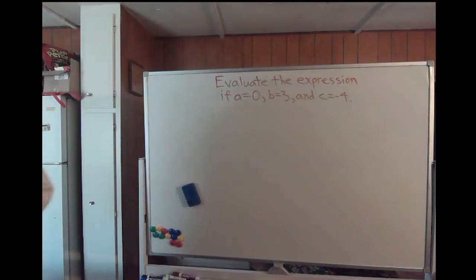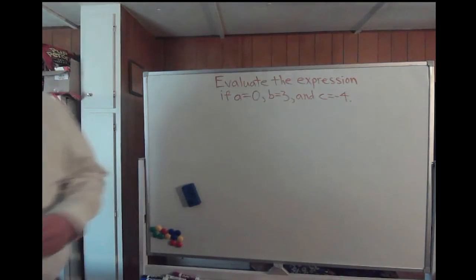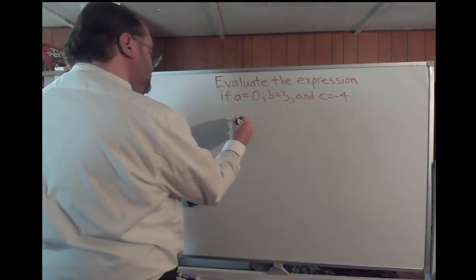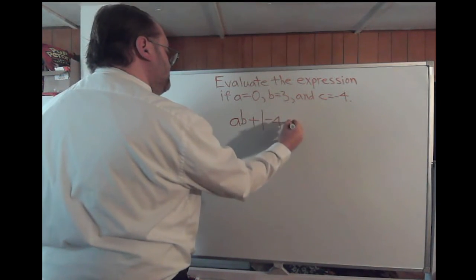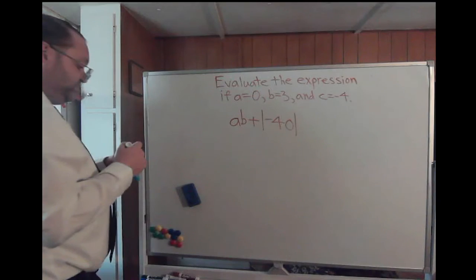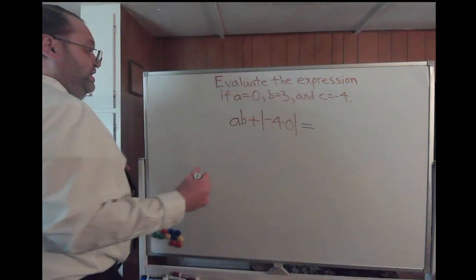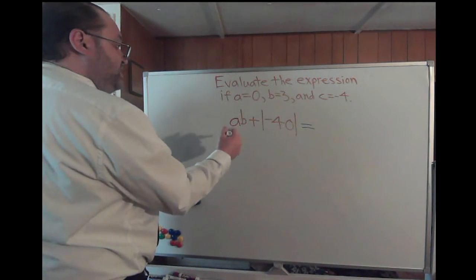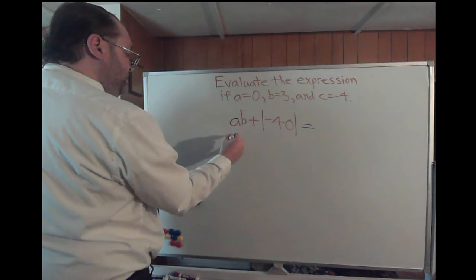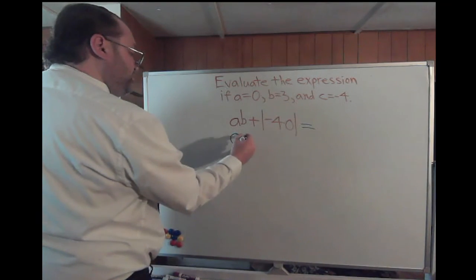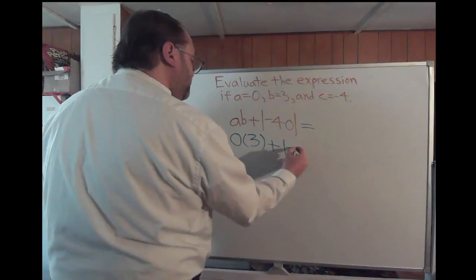I got a couple more of these. Let's say we have AB plus the absolute value of negative 40. Well, what we know here, AB means A times B. So substitute the values of those variables in for their places. So A is 0, B is 3, so you'll have 0 times 3 plus the absolute value of negative 40.